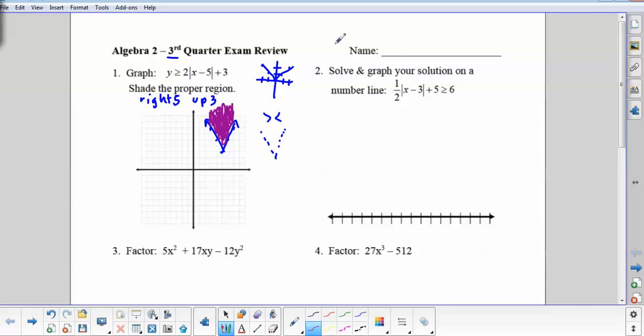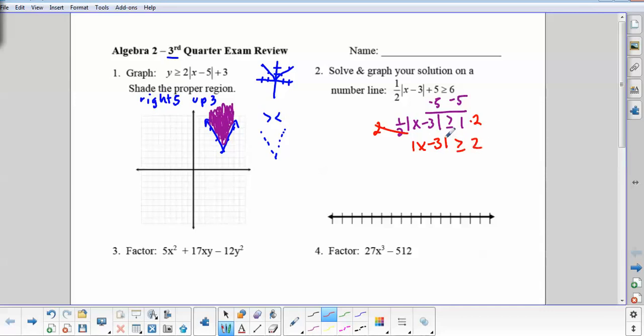Alright, next one. We need to solve an inequality. And we're going to start by isolating the absolute value. So to get the absolute value by itself, first you need to subtract the 5. Alright, and then to get rid of the 1/2, you're going to multiply by the reciprocal, so you're going to multiply by 2. That will cancel that out. So now I have the absolute value of x minus 3 is greater than or equal to 2.